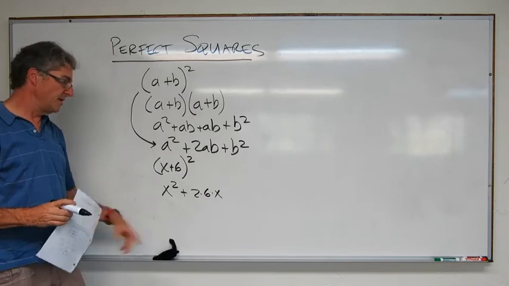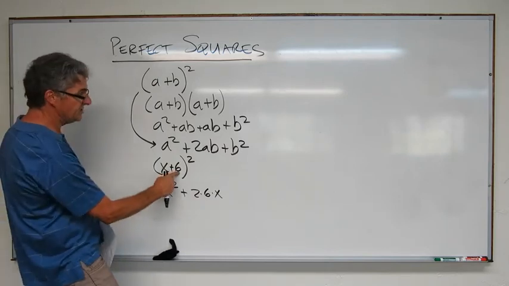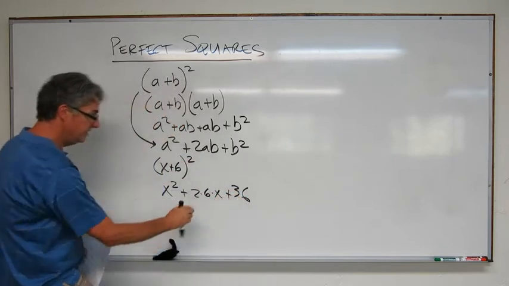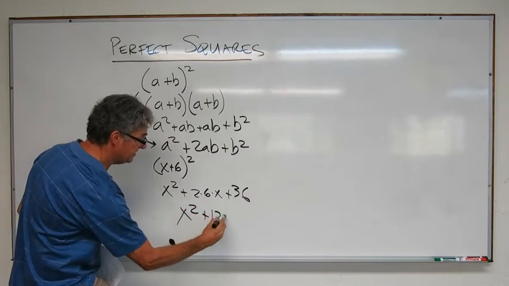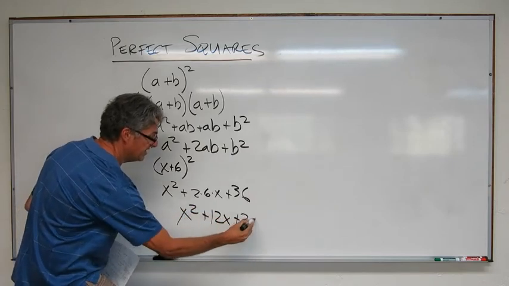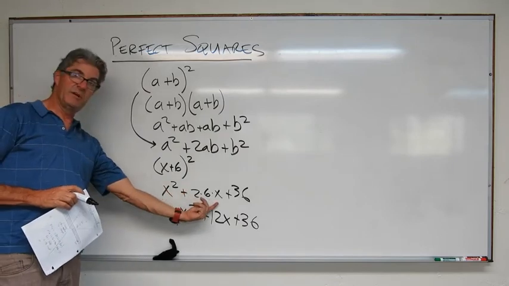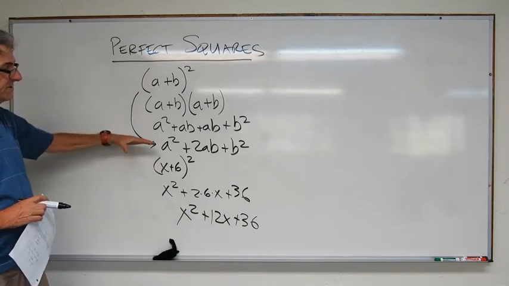A lot of you would just be able to go right to 12x. That's fine if you leave that step out. And then my last one here is the b squared, so that's plus 36. Combine this up, or simplify it, x squared plus 12x plus 36. Bam. So if you didn't need to write this intermediate step, you could go right from here to here. Saves a bunch of math.